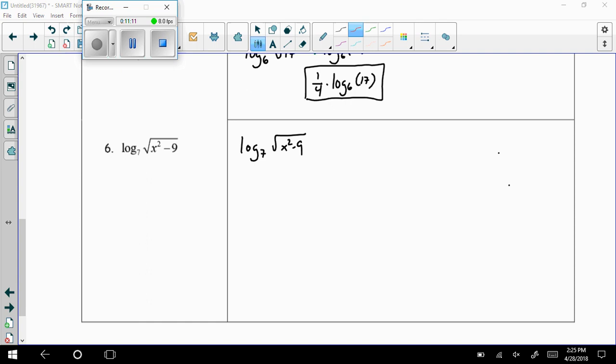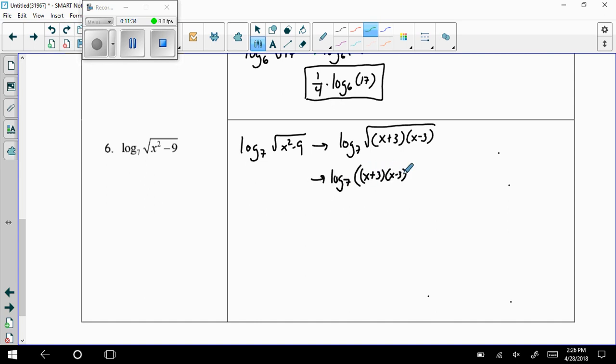Try to factor first. And if we're able to do that, we can rewrite this as log base 7. We still have the square root there, but x squared minus 9 will factor into x plus 3, x minus 3, the good old difference of squares. Now we can rewrite that square root, and we can write this as log base 7 of, we still have the x plus 3, x minus 3, but now we can say it's raised to the 1/2 power. Again, that square root is what's making us rewrite that as the 1/2 power.